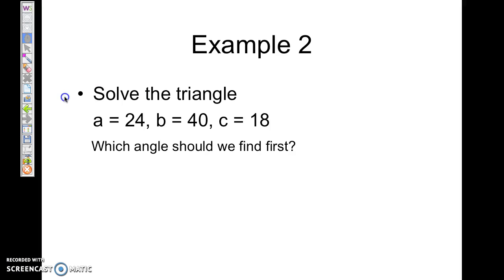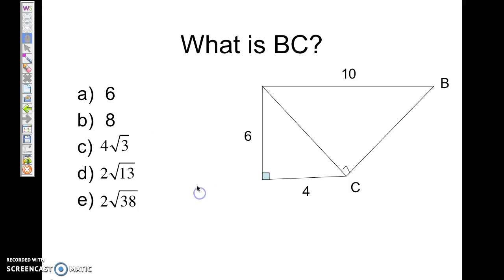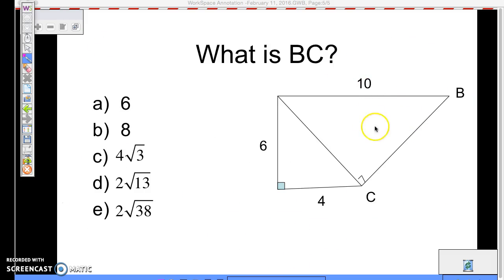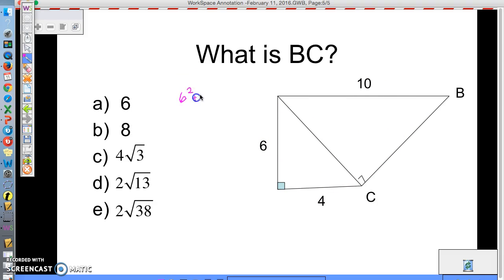All right, and then the very last one that we're going to look at today. We have to find BC. Well, we could start here. We could do the Pythagorean theorem. So we got 6 squared plus 4 squared equals the hypotenuse squared. So 36 plus 16 is c squared. So 36, 50 equals c squared. And I see some roots here, so I'm going to leave that as the square root of 50.